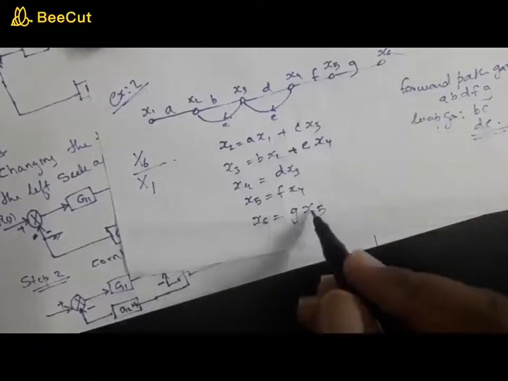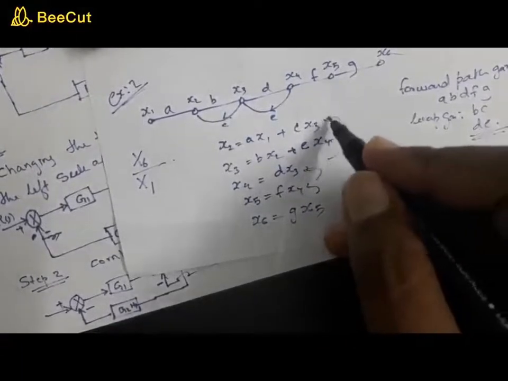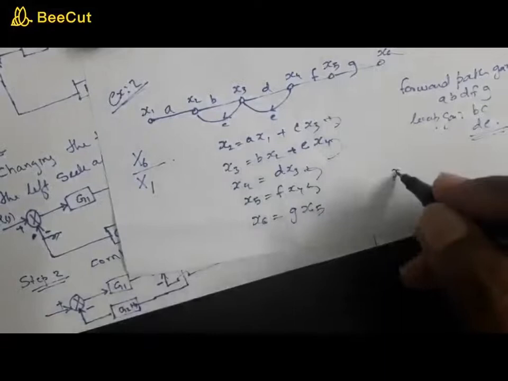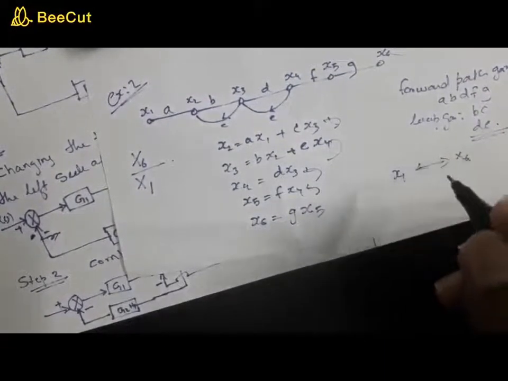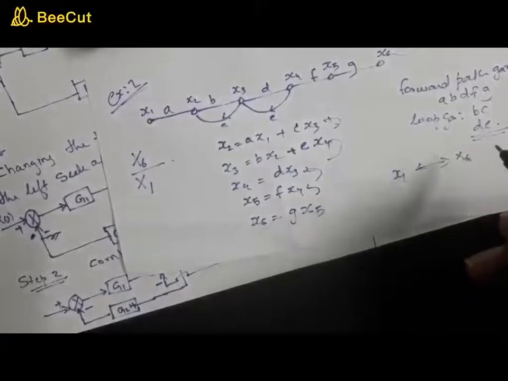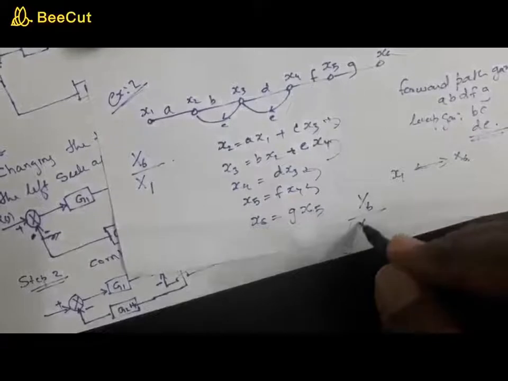Now what you need to do is find x5, substitute here, back substitute, and finally you will get an equation relating x1 and x6, right? You may just find it out by yourself. Now what you're going to get is x6 by x1.